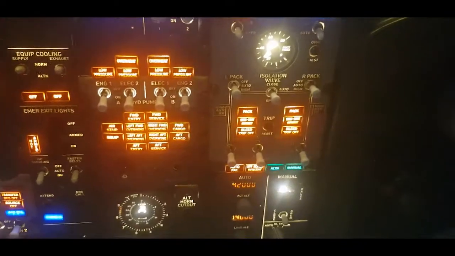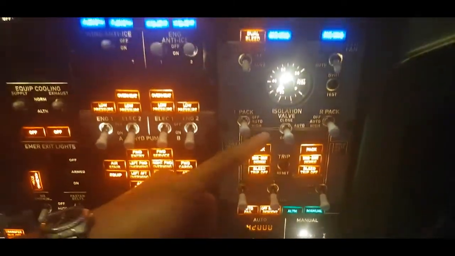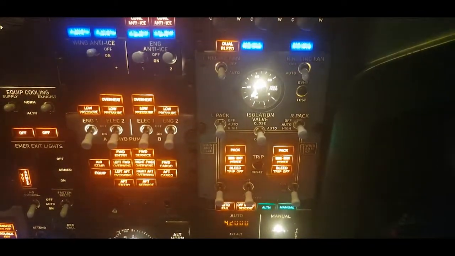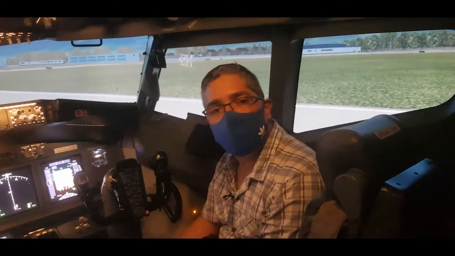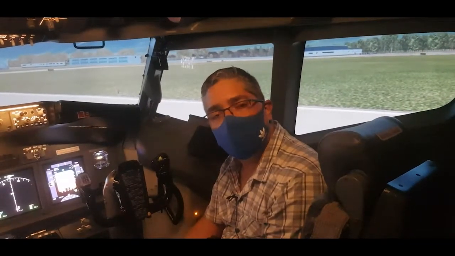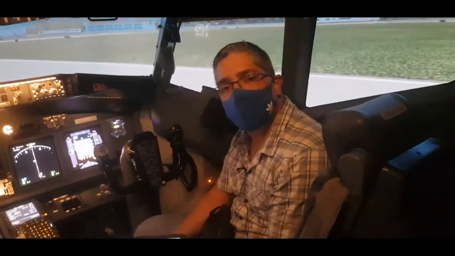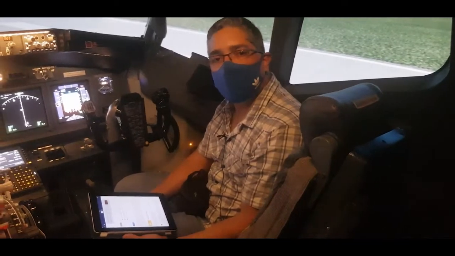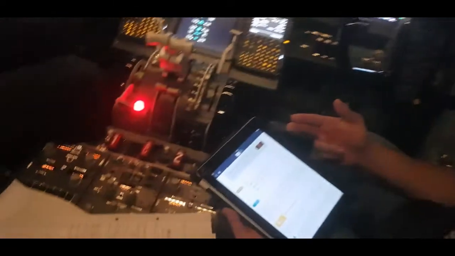When we turn off the pack, the isolation valve will open and the bleed system supplies air to the right side for wing anti-ice. Okay, now if we keep talking about the bleed trip off, if you guys have the MRG, you can go to the air system section and they have good information there about the bleed trip off light.